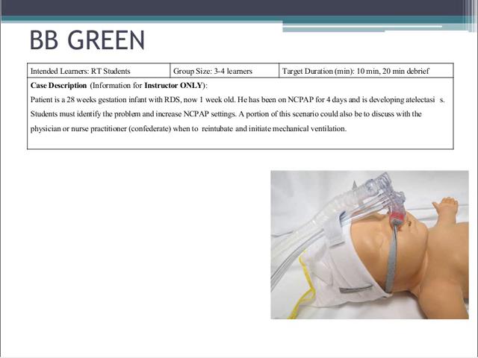For students who have already had a little bit of experience, or if you're using this with other types of participants and you want to kick it up a notch, or you think the atelectasis is something they should easily be able to identify, a portion of the scenario can also be about having that conversation at the bedside about what's going on now and what our next steps are. So if this doesn't seem to improve baby boy Green's status, when should we consider reintubating, initiating mechanical ventilation, that sort of thing.